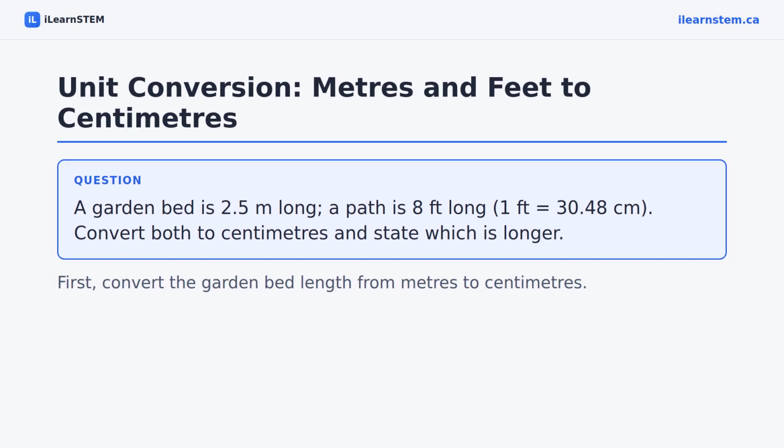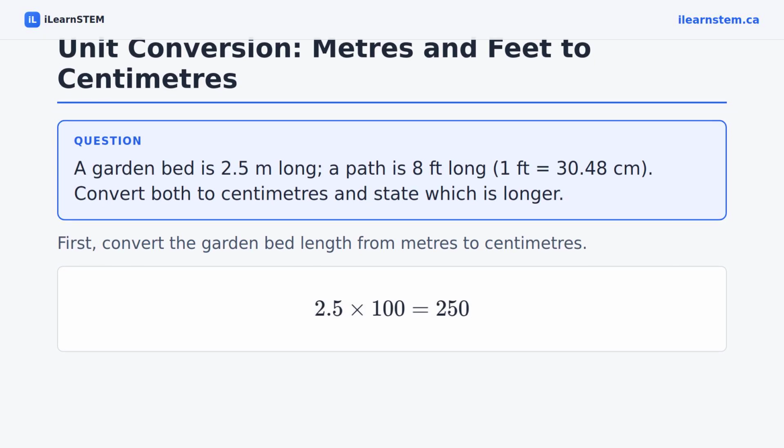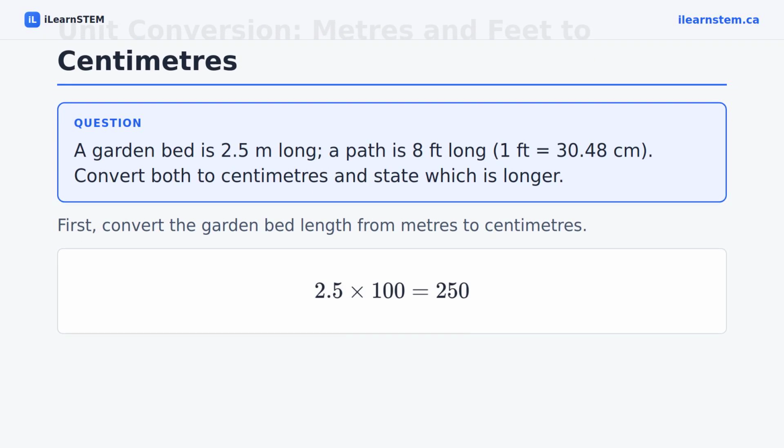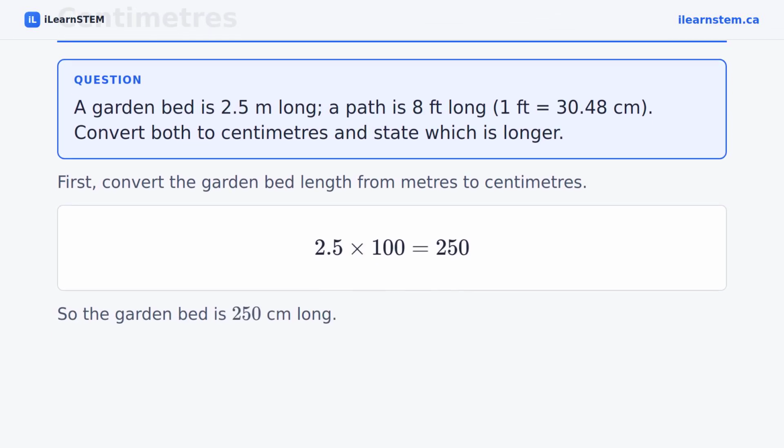First, let's convert the garden bed length from meters to centimeters. 2.5 meters times 100 equals 250 centimeters. So the garden bed is 250 centimeters long.